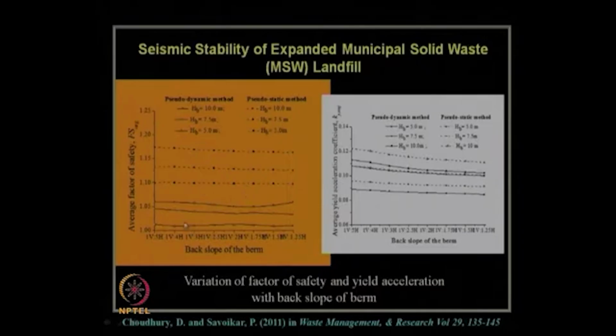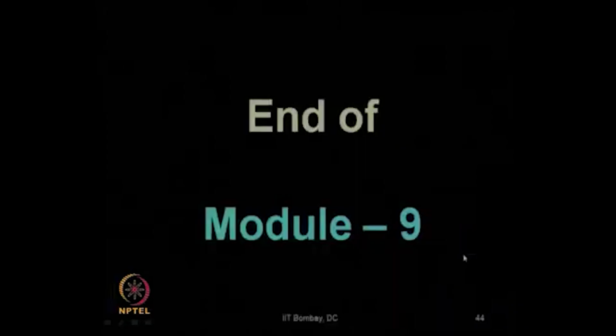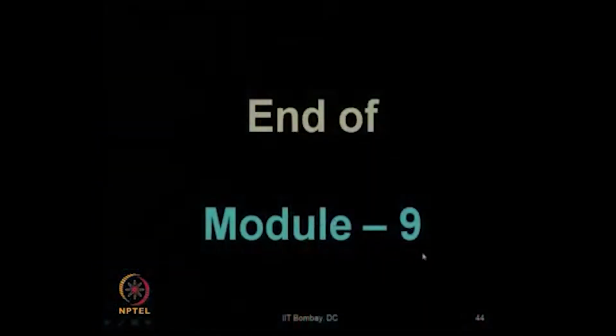In these results, one can see the pseudodynamic approach gives the least value or critical value compared to the pseudostatic approach. Also, for the average yield acceleration coefficient, the pseudodynamic approach gives the least value or the critical design value compared to the pseudostatic approach. So, with this we have completed our module number 9 for this video course, and that was the last module for this course.